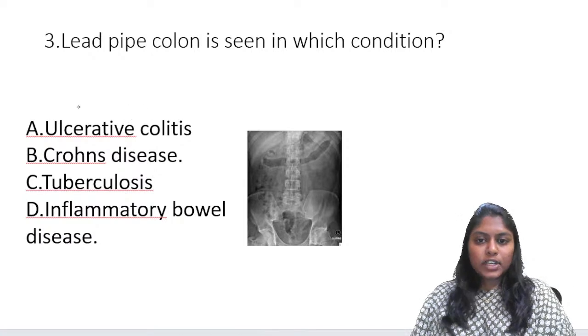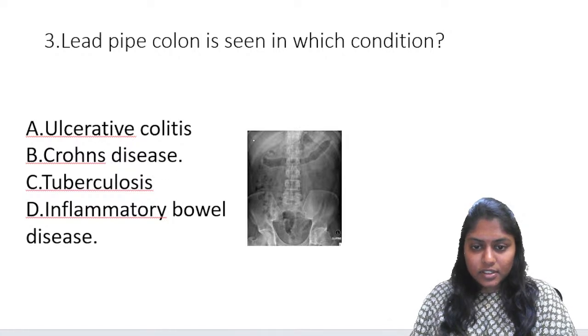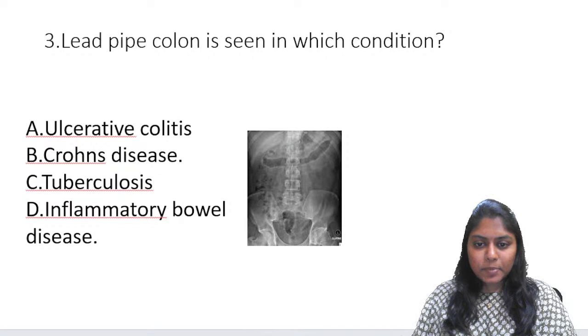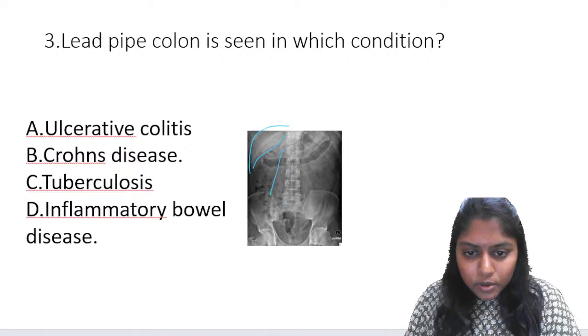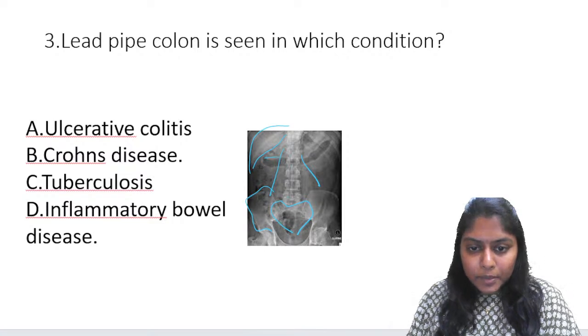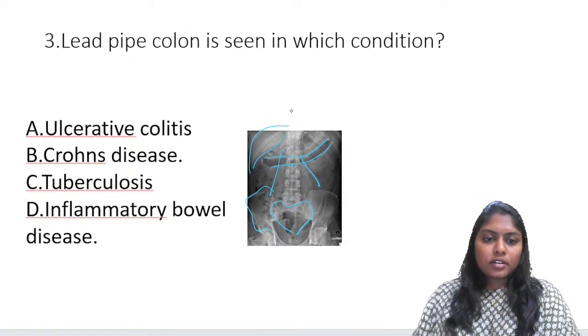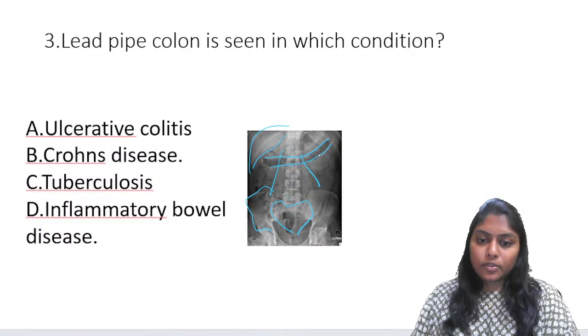Lead pipe colon is seen in which condition? Okay, this is the spinous process which we are able to see here, and this is the liver shadow. The psoas shadows are seen here, and this is the sacrum, iliac, and the hip joint. Okay, coming to the pathology, there is featureless loss of haustrations, that it is looking just like lead pipe.